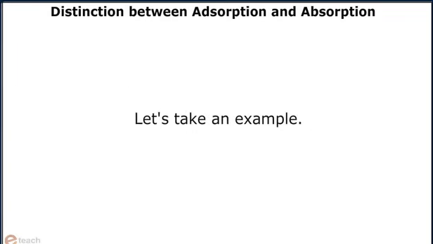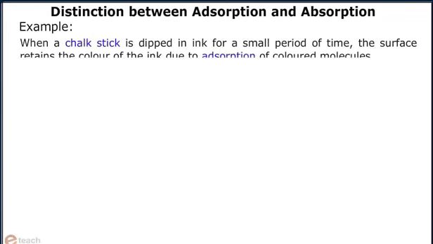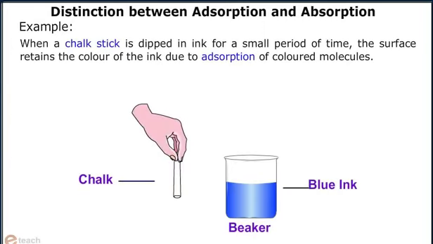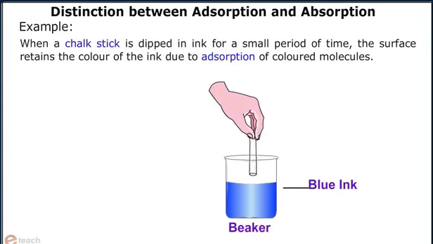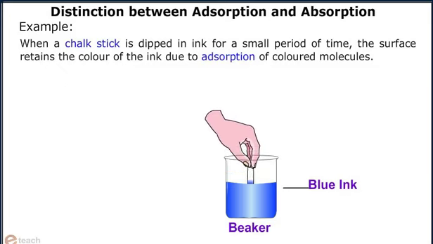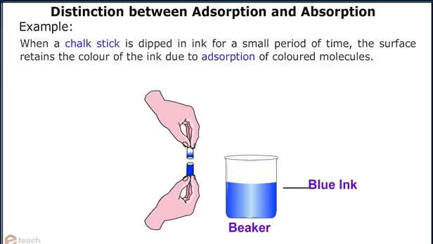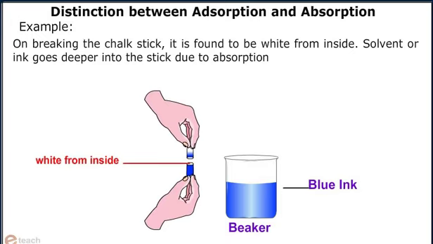Let us take an example. When a chalk stick is dipped in ink for a small period of time, the surface retains the color of the ink due to adsorption of colored molecules. On breaking the chalk stick, it is found to be white from inside. Solvent or ink goes deeper into the stick due to absorption.